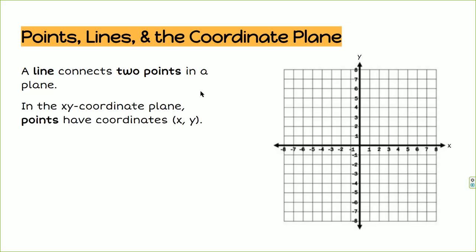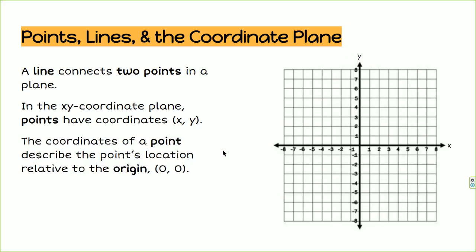In the xy coordinate plane, points have 2 coordinates, x and y. Remember that x is the horizontal axis, y is the vertical axis. The coordinates of a point describe the point's location relative to the origin, 0, 0, which is right here. So the coordinates of a point are directions on how to draw it. From the origin, how far do I go side to side? How far do I go up or down?